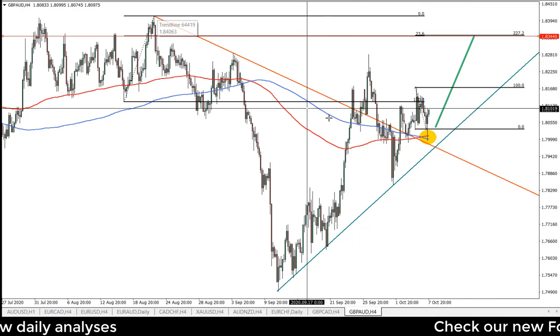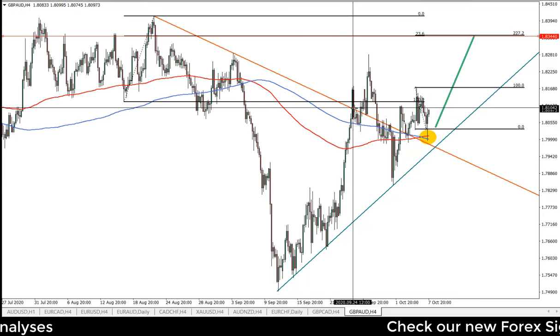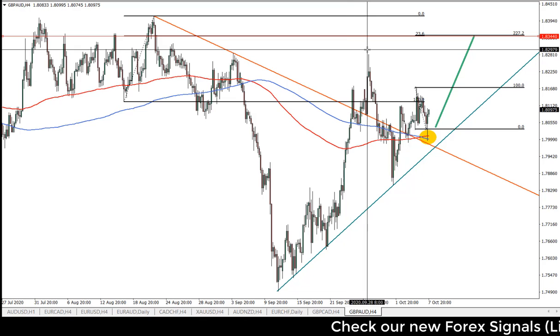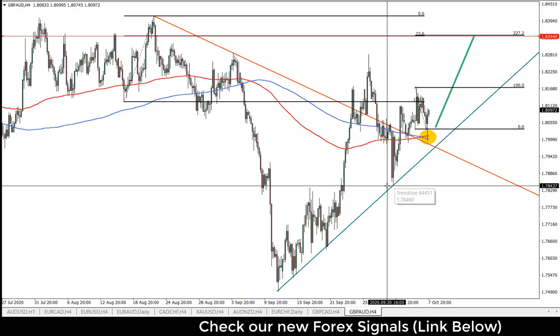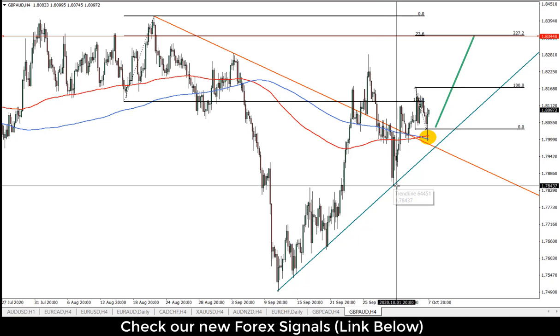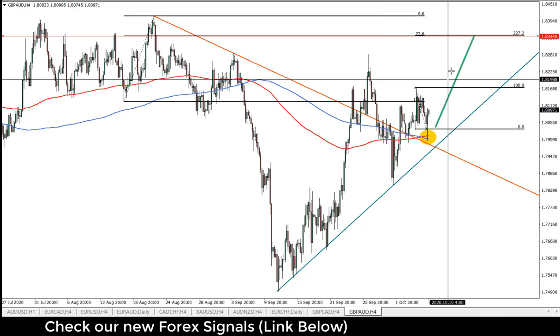Well, first off, there was a break above the downtrend trend line. There was a breakout, then price corrected down sharply and rejected the uptrend trend line. So this is a very bullish sign for the pound versus Australian dollar.